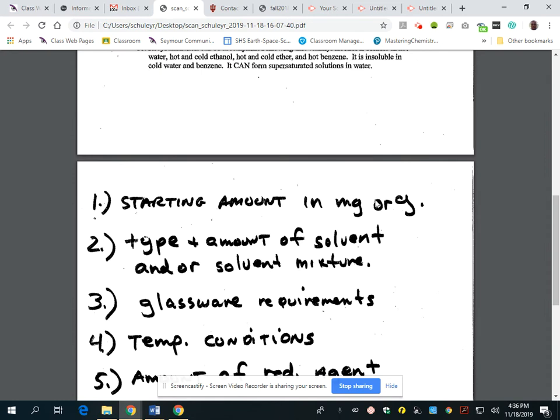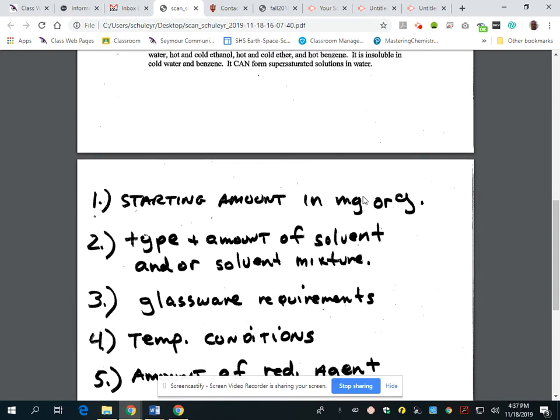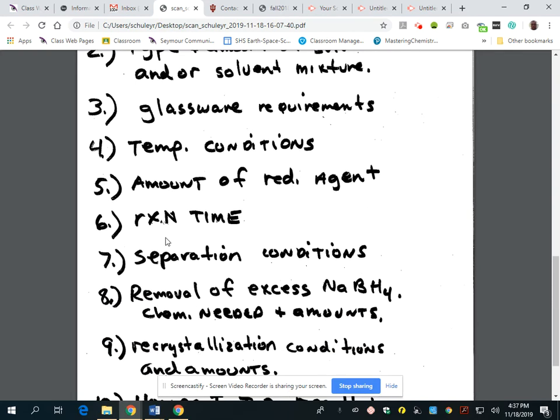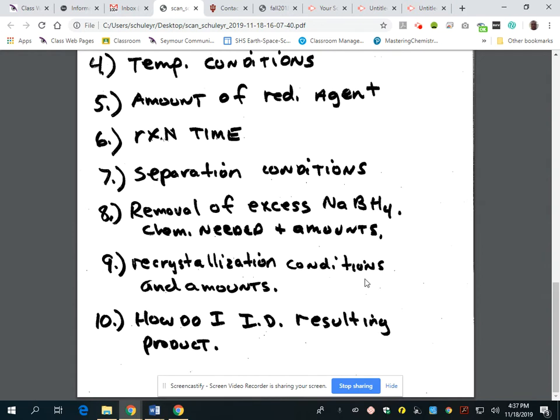Remember, this is in millimoles that I give you of the vanillin that you start with. The reaction time, how long you're going to let it go. You're told how to do that in the text. You'll probably find that online as well. Separation conditions, how you're going to remove the sodium borohydride, chemical needed, and the amounts. Recrystallization conditions if you're going to do it, and how do I ID my resulting product.